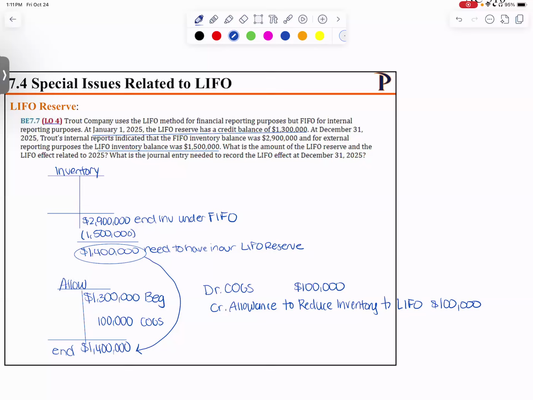Then when we report our ending inventory on our classified balance sheet at the end of the period, we will report the net amount. So we'll report the ending inventory under FIFO, less the amount in our allowance account, so the 1,400, which will give us a net ending inventory valuation of 1.4 million, which is equal to our value of ending inventory under LIFO.